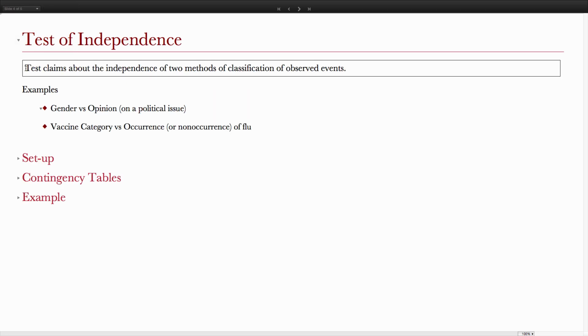Now, in this test, the claims are about the independence of two methods of classification. So what we do is we take an observation or a sample from one population and we classify each subject in the sample in two ways of classification. So for example, we can classify each subject by gender as well as opinion on some political issue. Or we can look at whether or not a subject has received a flu shot or two flu shots or no flu shot, and then we could classify them as whether or not they actually got the flu. So again, we look at a single sample from one population and we classify each subject in two ways. And the claim is that these two methods of classification are independent.